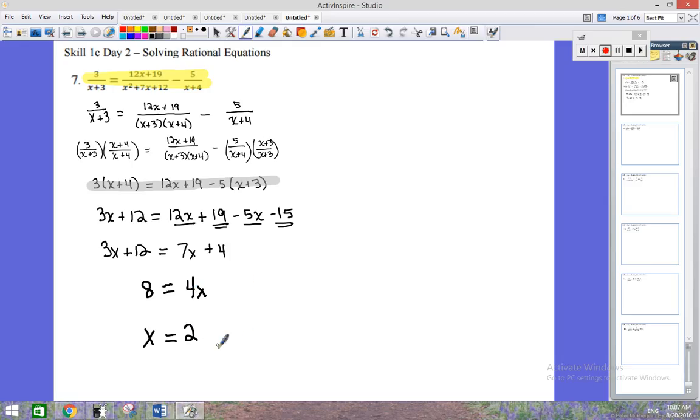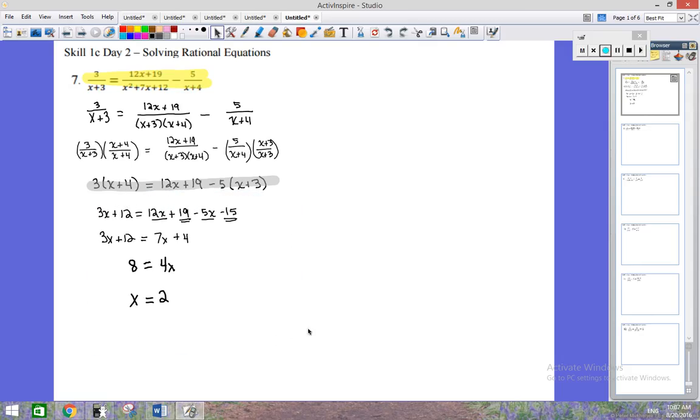Now, that's not necessarily my final answer. At this point in the game, it's just a possible answer. I need to plug that into the original equation to make sure that it checks. So let's do it over here because we have so much room over here. If we plug in this 2 on the left-hand side, we'll have the 3 in the numerator, and 2 plus 3, 5, will be in the denominator. And the question is if we do that on the right-hand side, will this arithmetic result in 3/5? So let's plug it in and see.